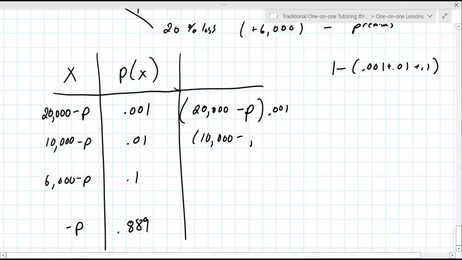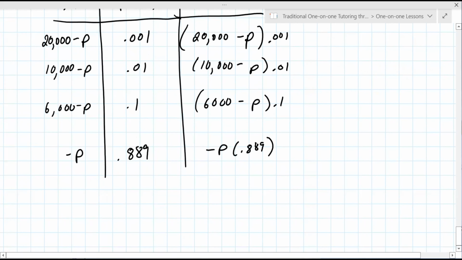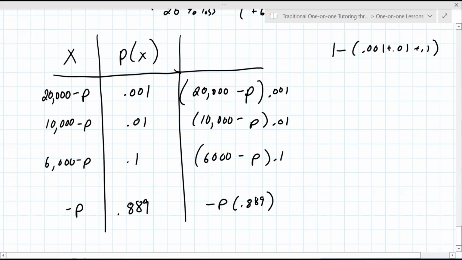10,000 minus P times 0.01, 6,000 minus P times 0.1, and then minus P times 0.889. Okay, so if you were to add all these up, and I know it looks bad, you would get the answer. Now you said you're allowed to use Excel. Yeah. Okay. Let me really quickly go to that, and I'll show you how to do this by hand or in Excel.